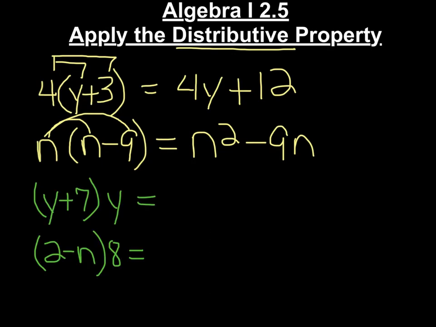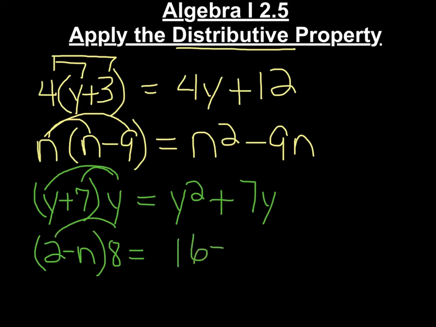Now let's see what happens when what you're going to distribute is not on the left side of your quantity, but it is on the right side of your quantity. The quantity of y plus 7 times y. Well, you do the same thing. Y times y is y squared, and 7 times y is 7y. It's the same thing. You're just going from the right to the left instead of the left to the right. So the quantity of 2 minus n times 8. So we have 8 times 2 is 16 minus 8 times n is 8n.